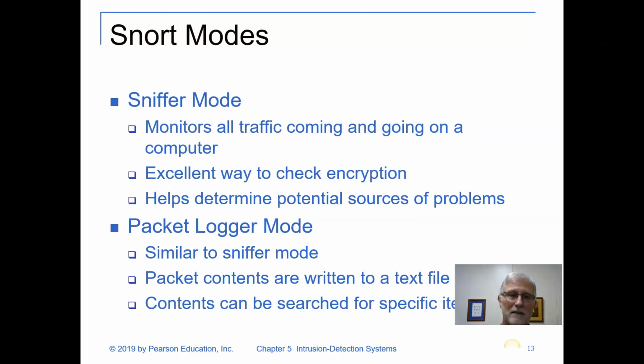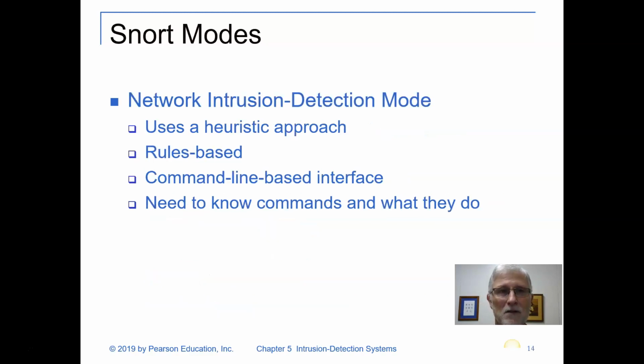Now, there are 3 different modes. Like I said, the sniffer mode just monitors incoming traffic going to the computer. It's an excellent way to check for encryption, and it does determine potential sources of problems. In the packet logger mode, it's similar to sniffer, but now the packets are written to a text file, and that way you can search for certain patterns. If I'm just watching data go across a screen, it's easy to miss things. Logging it and then going back and analyzing, running scripts against it, and searching for certain things may make things a little bit easier on the administrator.